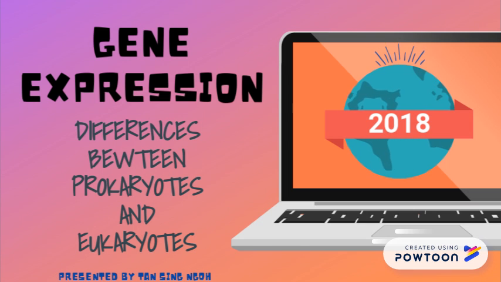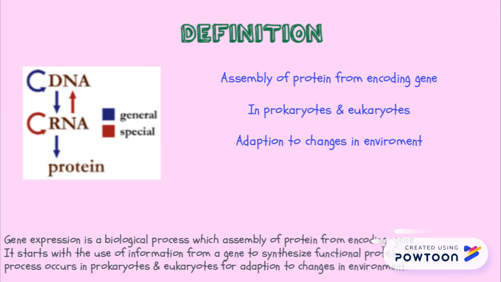Today I would like to explain the differences in gene expression between prokaryotes and eukaryotes. Gene expression is a biological process which assembles protein from an encoding gene. It starts with the use of information from a gene to synthesize a functional protein. This process occurs in prokaryotes and eukaryotes for adaptation to changes in the environment.